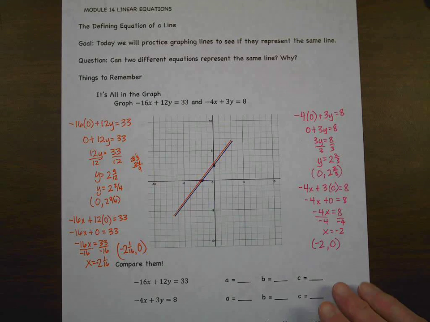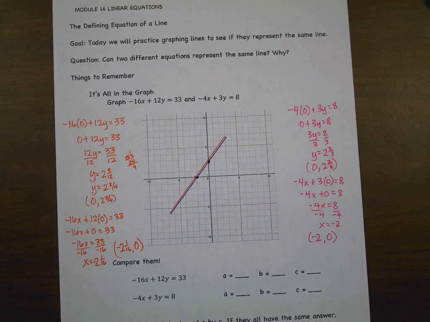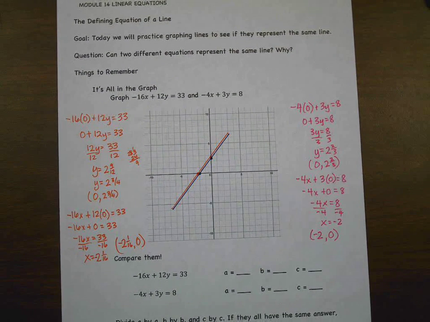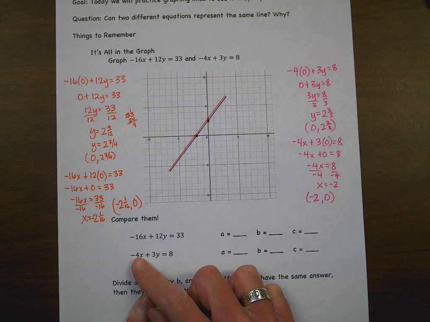Okay, so we graphed both lines by finding the x-intercept and the y-intercept so that we could graph them. And so that's what they look like. All right, so now that we've seen them on the graph, now it's saying compare them based on their parts.